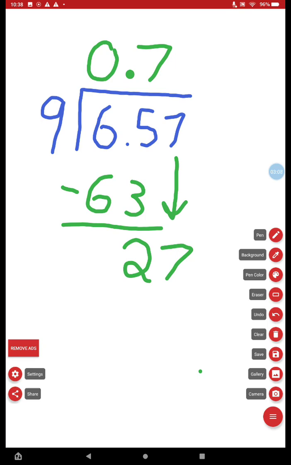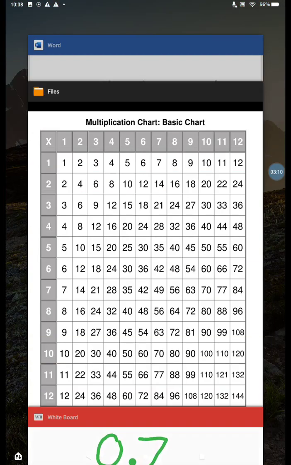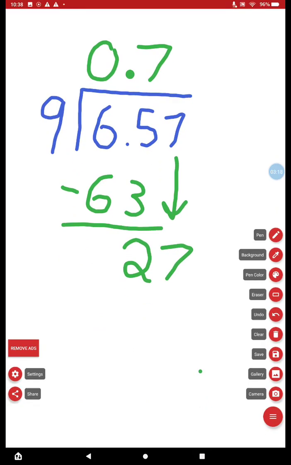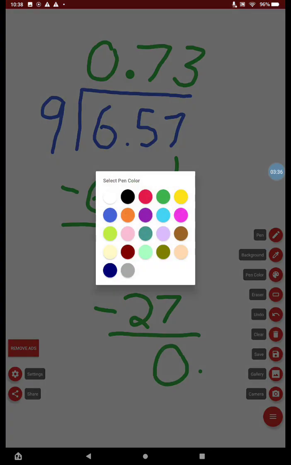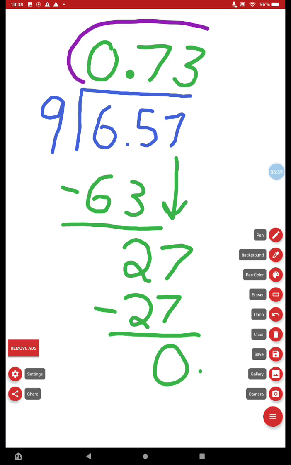27. All right, can 9 fit inside of 27? Let's look at our tens chart. Yeah, it does. 9 times what is 27? 9 times 3 is 27. Divide, multiply, subtract. 27, take away 27 is 0. Hey, that works out. Now that I have 0, I can say amen and say my answer, my quotient, the queen on top, is 73 hundredths.